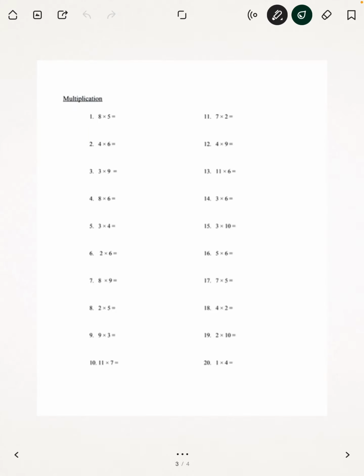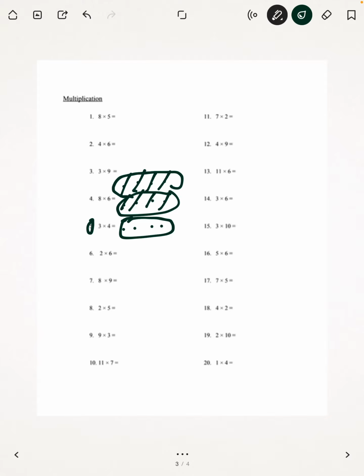Next, we're going to be going over multiplication. So we're going to start off by doing number 5. I'm going to be drawing for some questions and multiplying for some questions. But multiplication is best solved when you memorize your multiplication. So I recommend you memorize it. So I'm going to be drawing 3 sets of 4. 1, 2, 3. So now we count. 1, 2, 3, 4, 5, 6, 7, 8, 9, 10, 11, 12. So 3 times 4 is 12.